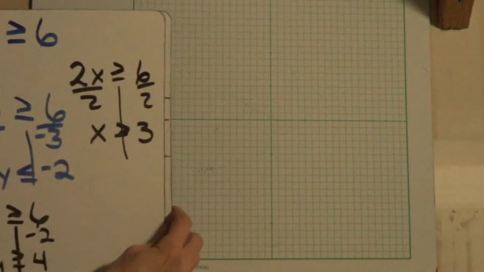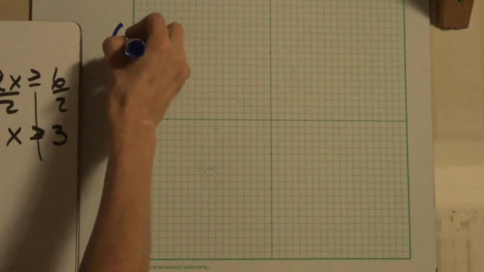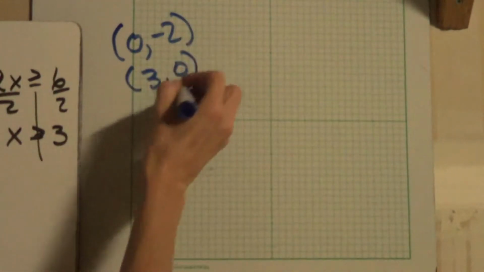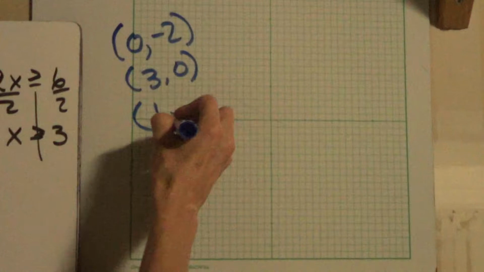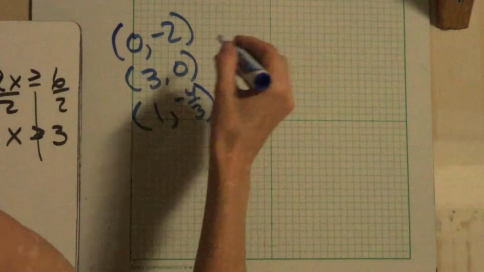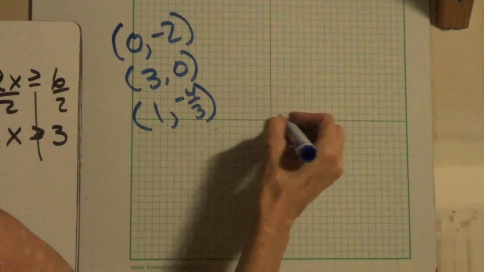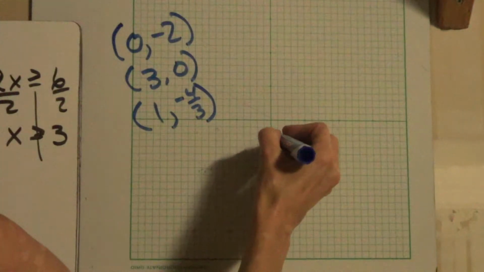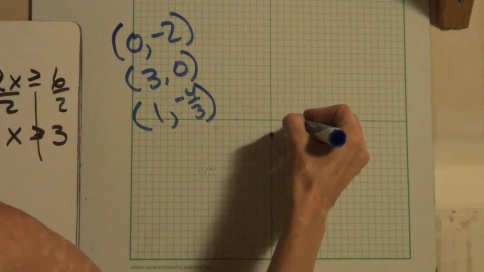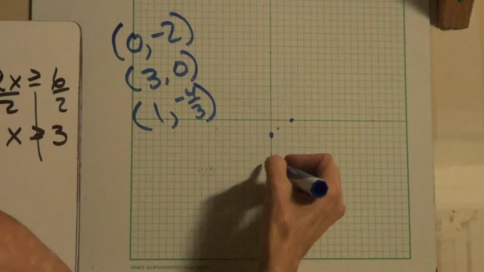So now I take these points, move these aside just a little bit. Here are my points off that t-chart. It was 0, negative 2, 3, 0, and 1, negative 4/3. And I go ahead and I plot these. So 0, negative 2. That means I'm 0 going left or right, and I just go right down to negative 2. Then I go over to 3, 0. And then at 1, I'm at about negative 4/3, so that's right on the mark.